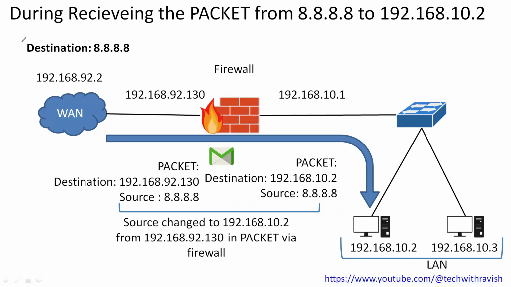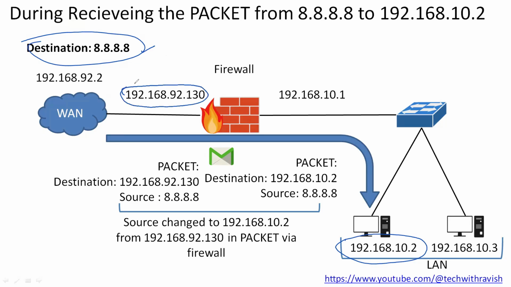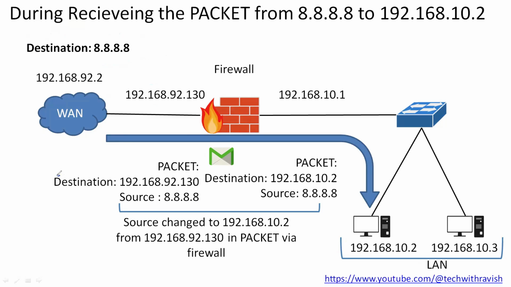Let us assume the destination is replying to my PC 192.168.10.2, but according to the destination, the IP address in the header received as the destination will be 192.168.92.130. So the packet will look like this. The destination is 192.168.92.130 as the header received by the destination, and the source is 8.8.8.8.